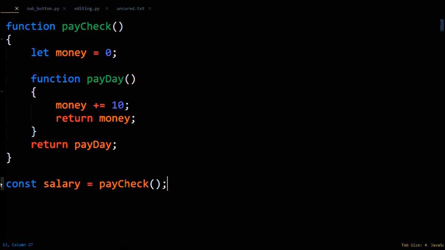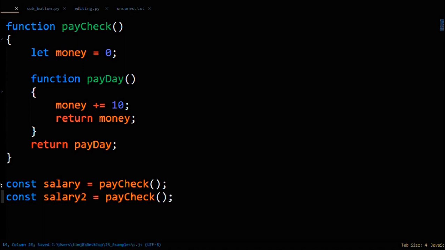Salary holds both the inner function payday as well as the variables and functions that payday has access to in the surrounding scope. So if you're calling salary, you're calling payday, which has access to money, sees that it's 0, and then increments it by 10. If you call salary again, you're calling payday, which has access to money, sees that it's 10, and then increments it by 10 again.